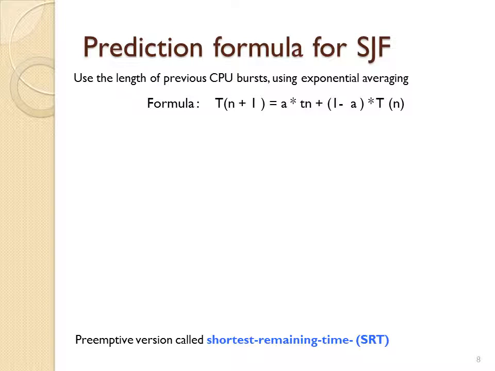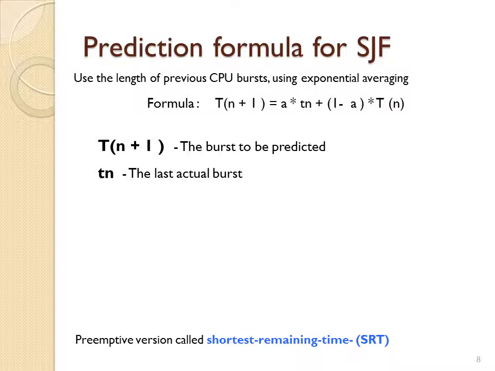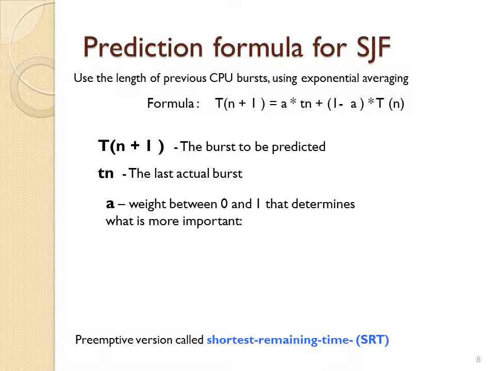The prediction formula is we're going to be predicting the next burst, which is big T of n plus 1, based on our previous prediction, which is big T of n, and a weight, which is a, and the last burst that just happened. So let's just go over this formula. So big T of n plus 1 is the burst we're about to predict. Little t of n is the last burst that actually just happened.